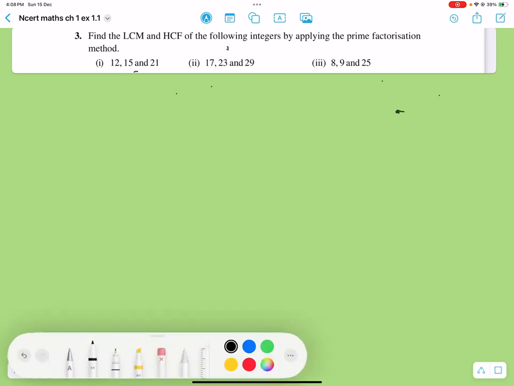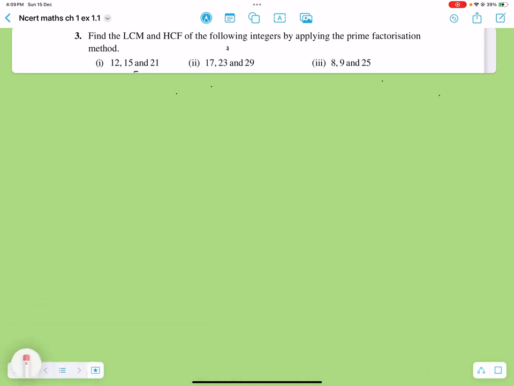And the next question says, find the LCM and HCF of the following integers using the prime factorization method, right? So the formula that we have just used says the product of numbers itself is equal to the product of LCM and HCF, but that is applicable only for 2 numbers, not more than 2 numbers.